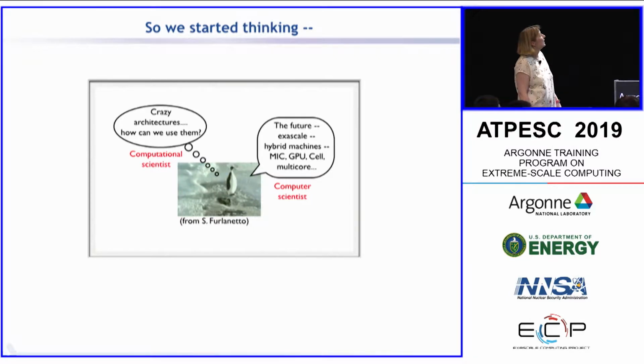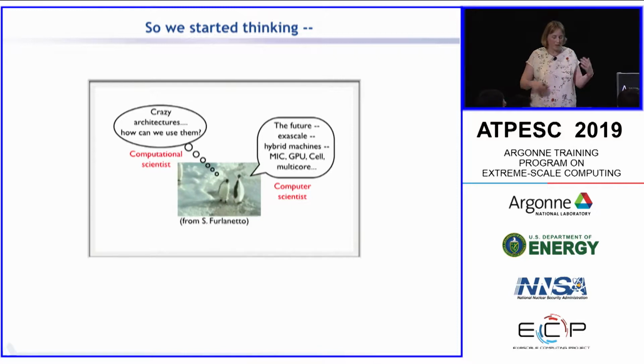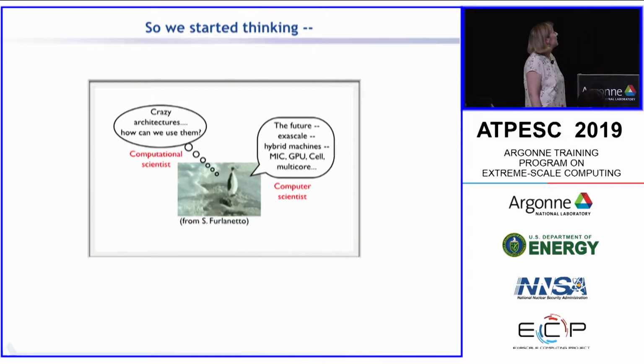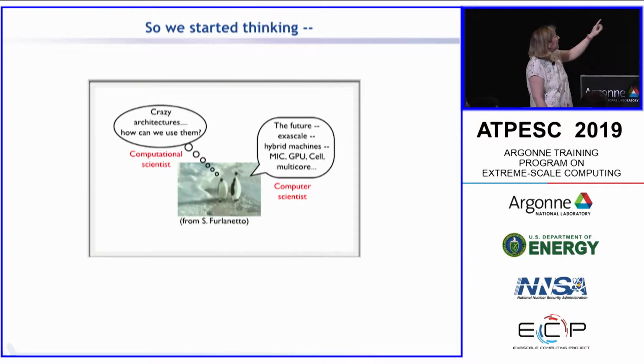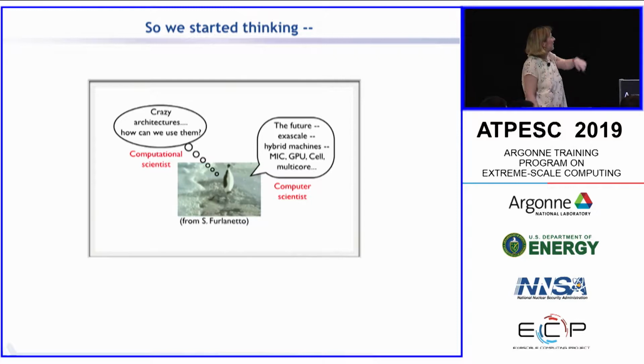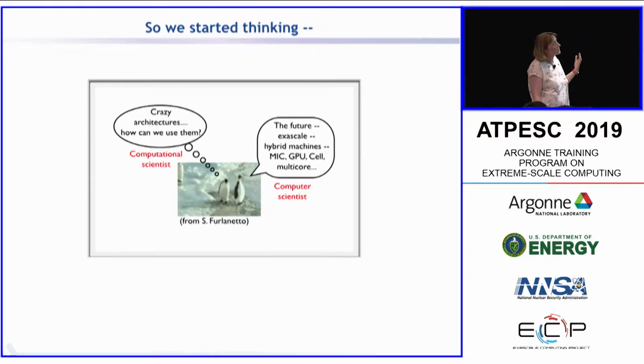And so here we started thinking. For computational scientists, it's a crazy architecture. What do we do? We can't rewrite our code every time a new architecture comes along. And the computer scientists are super excited. So I wrote this slide actually a long time ago, but I already said exascale hybrid. Anyway, you can see we started thinking, and they didn't want to hear that this might be a big challenge for us.